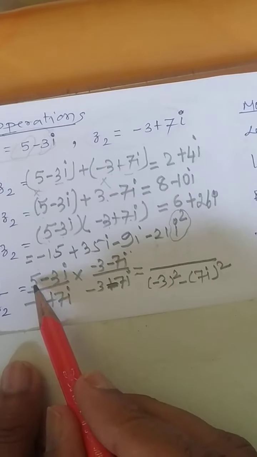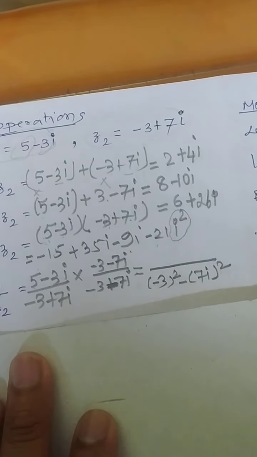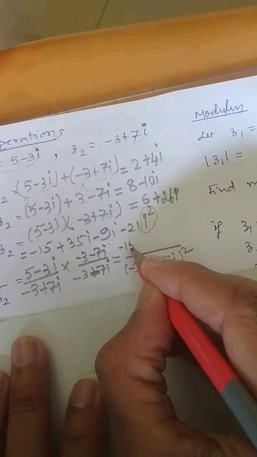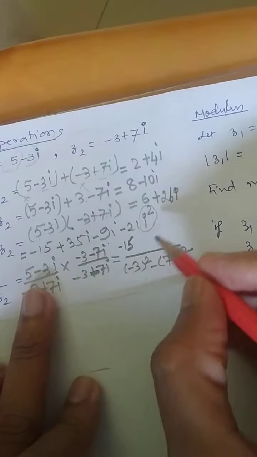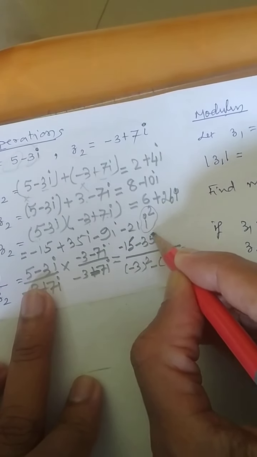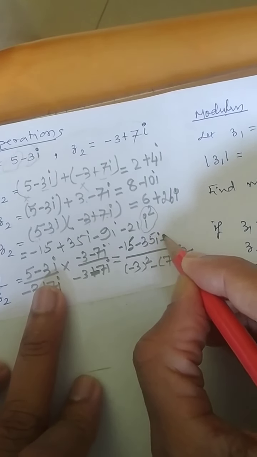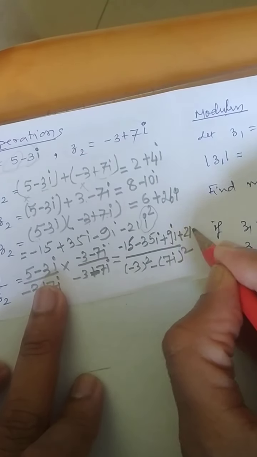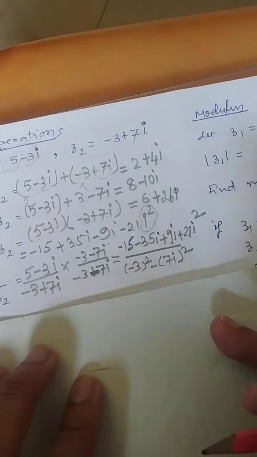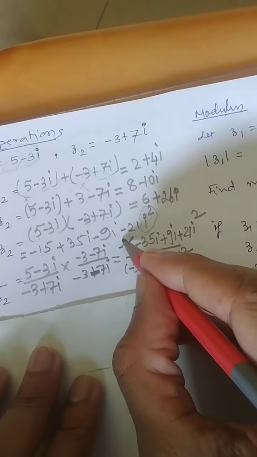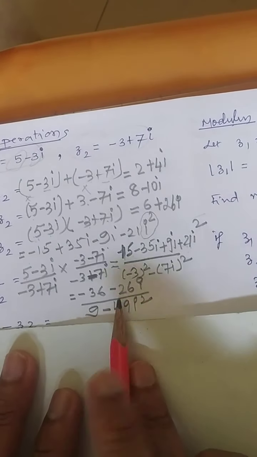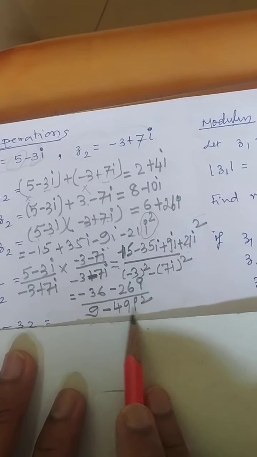And in this case, opening 5, here it is 5, and this term will be nothing but minus 15. First term will be minus 15, then it will be minus 35i, then it will be plus 9i, and the last term will be plus 21i square. Now you have seen earlier two steps. Try to simplify. Did you get the same thing? Minus 36 minus 26i upon 9 minus 49i square.